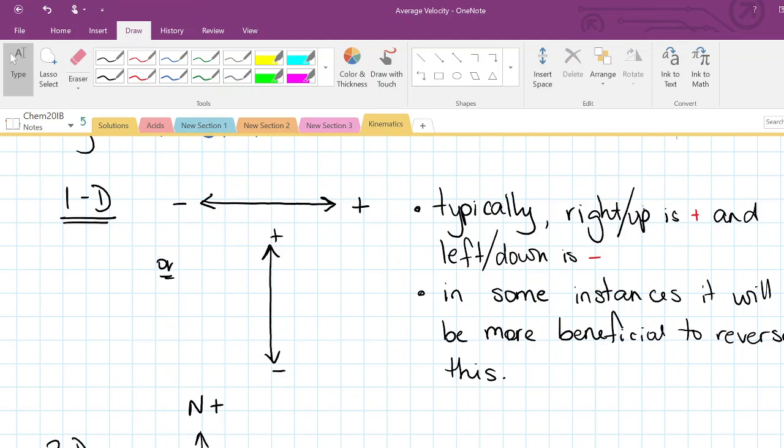And in some instances, and we will chat about this when we get to projectiles and gravity and all that kind of stuff, it's more beneficial for us to assign the reverse. The left is the positive or the down is the positive. But we'll cover that when we get there. For now, usually we'll assign the right as positive and the up as positive.